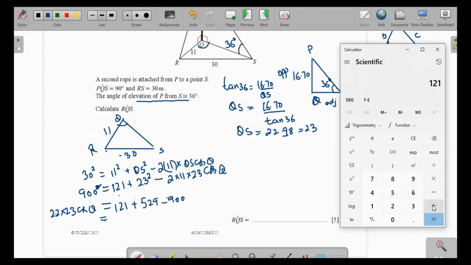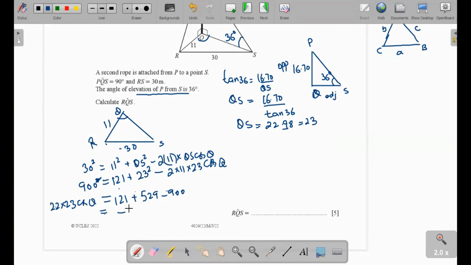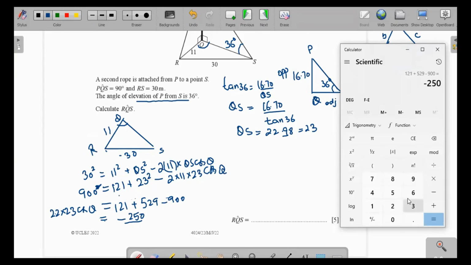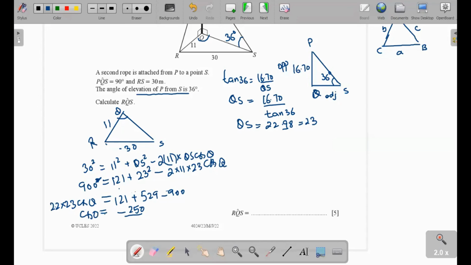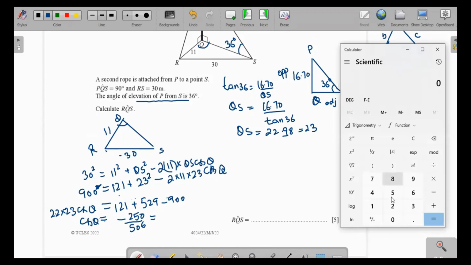Therefore, that value will be equal to 121 plus 529 minus 900, that is equal to minus 250. Minus 250 divided by 22 multiplied by 23, that is 506. Cos Q is equal to minus 250 divided by 506. Now we divide it, 250 divided by 506. Now that value is equal to 0.5.